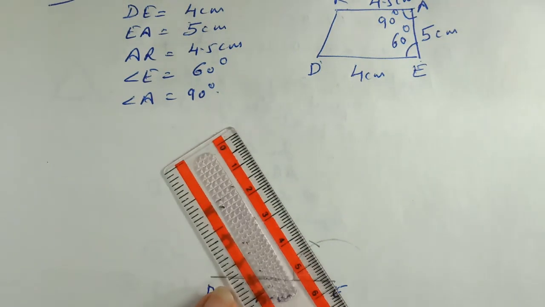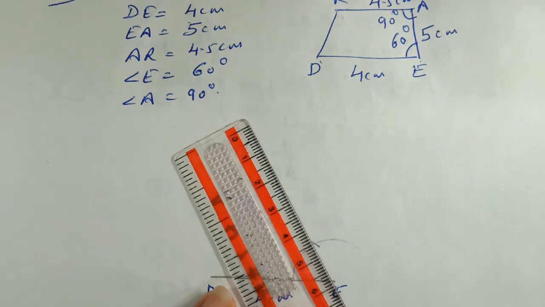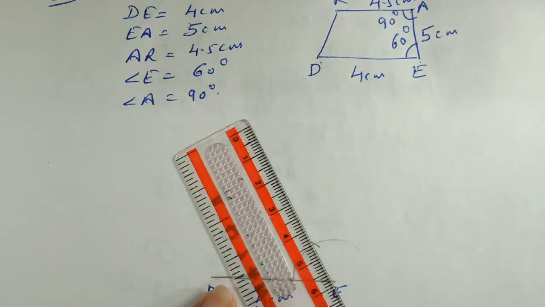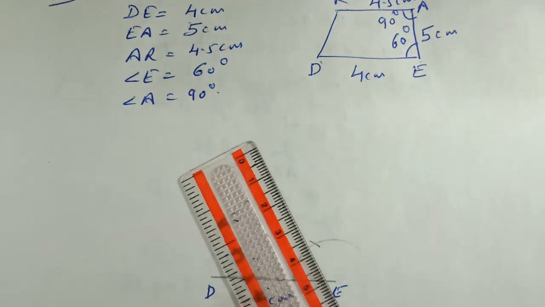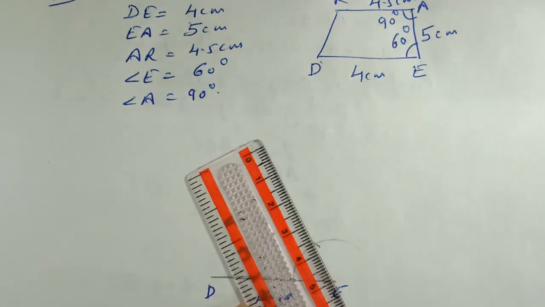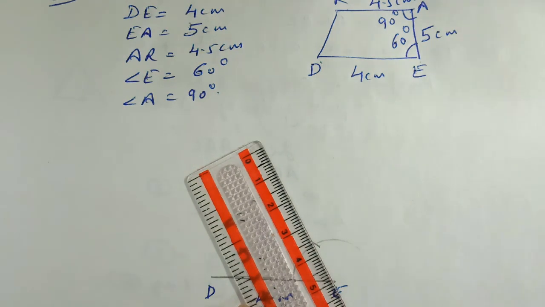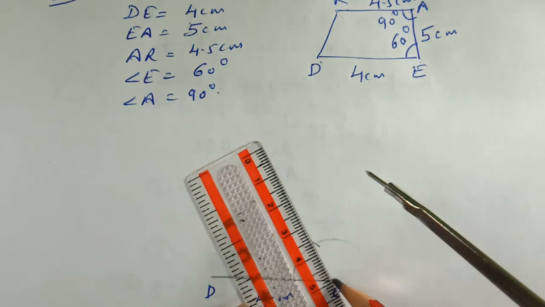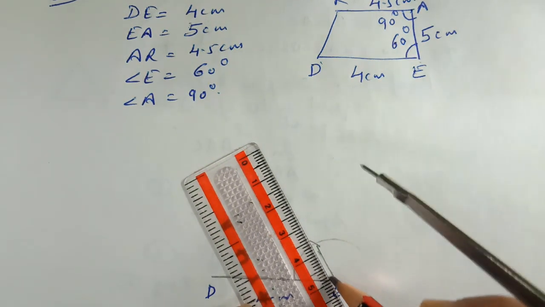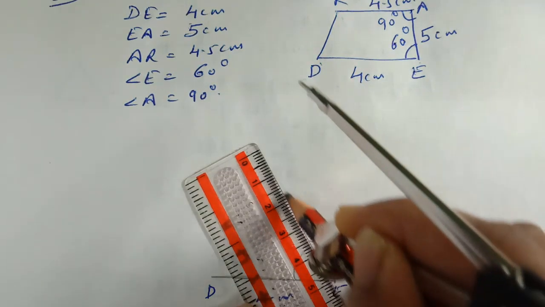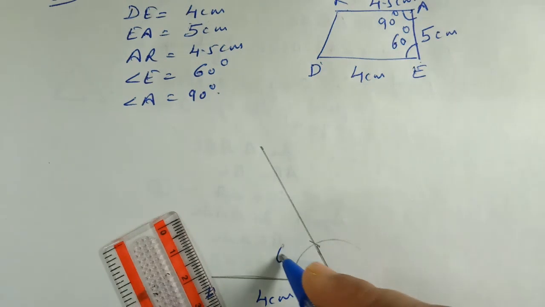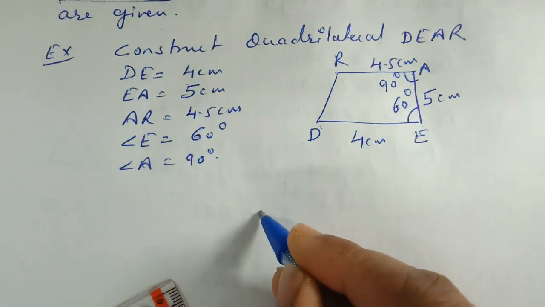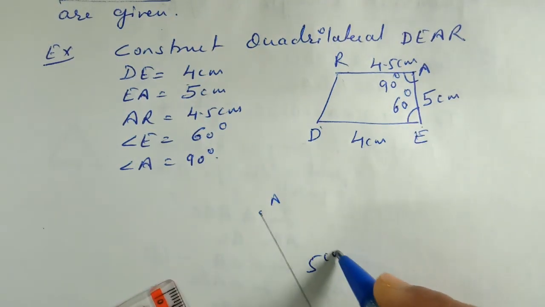So join it with the point E and produce it, and the measurement of EA is given 5 centimeter. So let us take the measurement of 5 centimeter in the compass. This way we get the point, this is 60 degree. We get the point A, it is 5 centimeter.